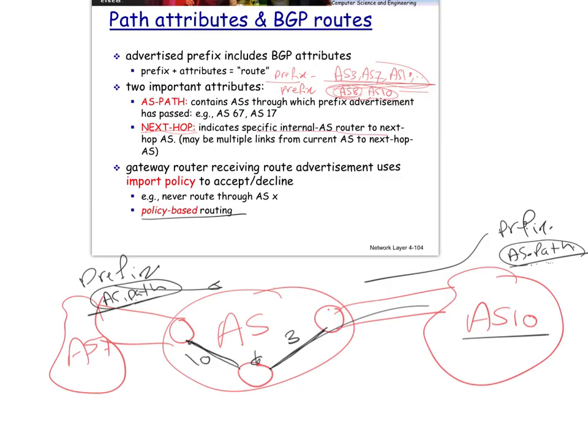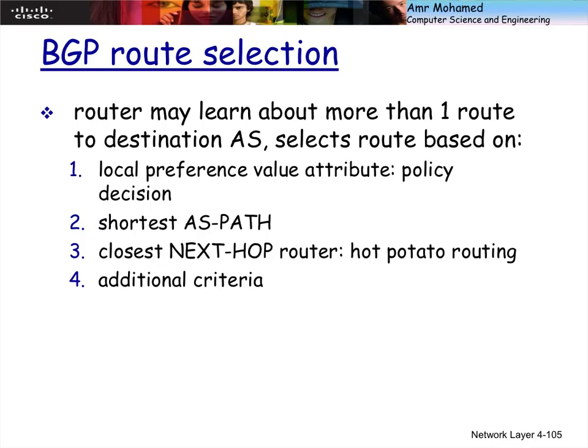So we mainly use policy-based routing or hot potato routing if the policy allows us to go through multiple autonomous systems. Then we select the one with the closest next hop or the closest boundary router. Any questions so far?